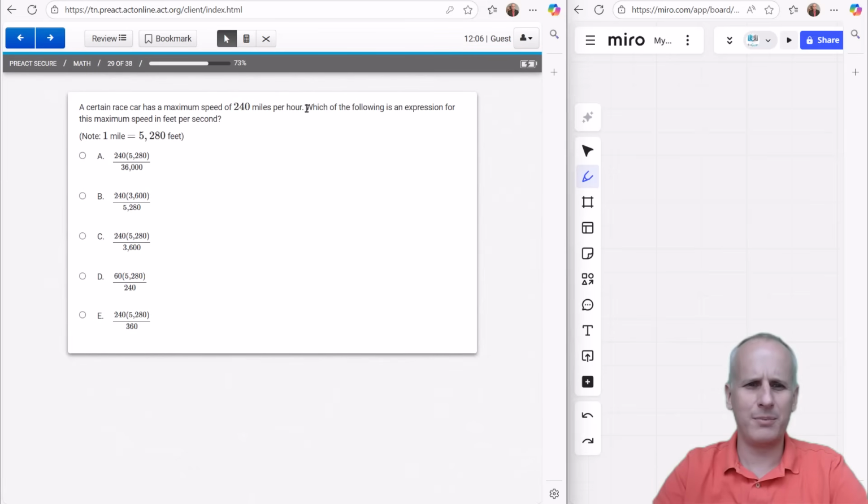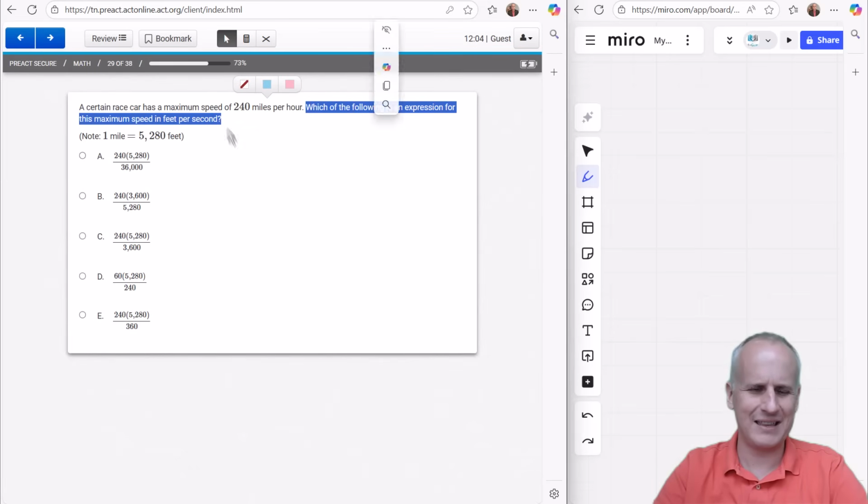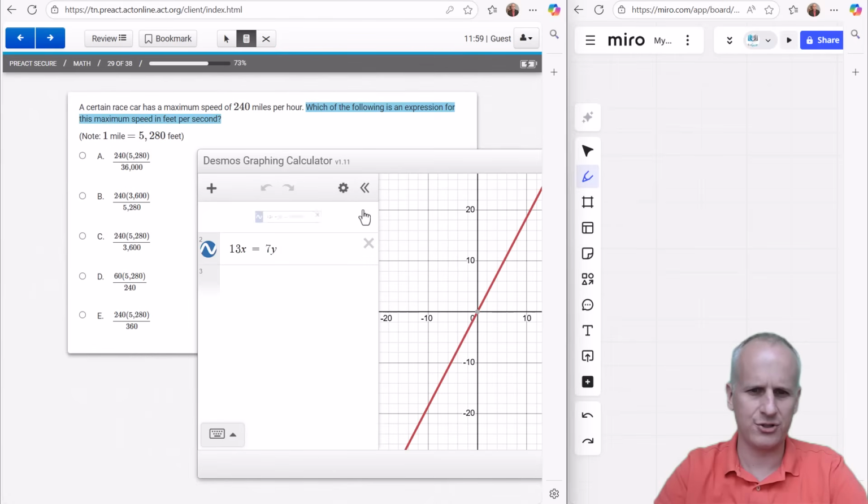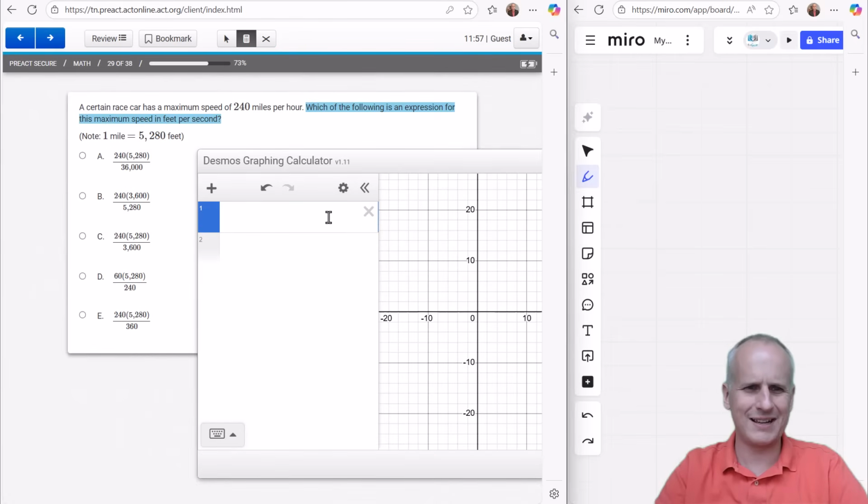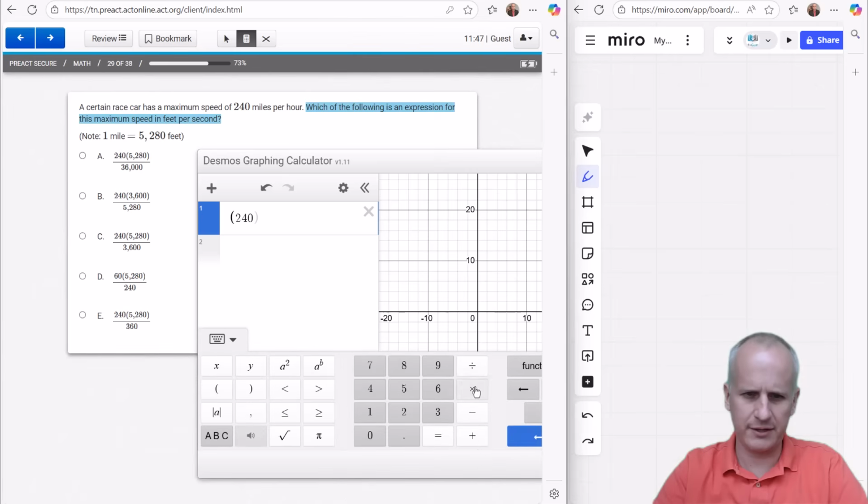Moving on to the next problem, we are being asked for an expression that is the maximum speed in feet per second. Once more, we can use the graphing calculator just to track everything. So we should recognize that if we've got a speed of 240 miles per hour, that's going to be 240 times the 5280 feet, and then that's going to be divided by 60 minutes per hour and 60 seconds per minute. So we've just got to find an answer choice that matches these things.